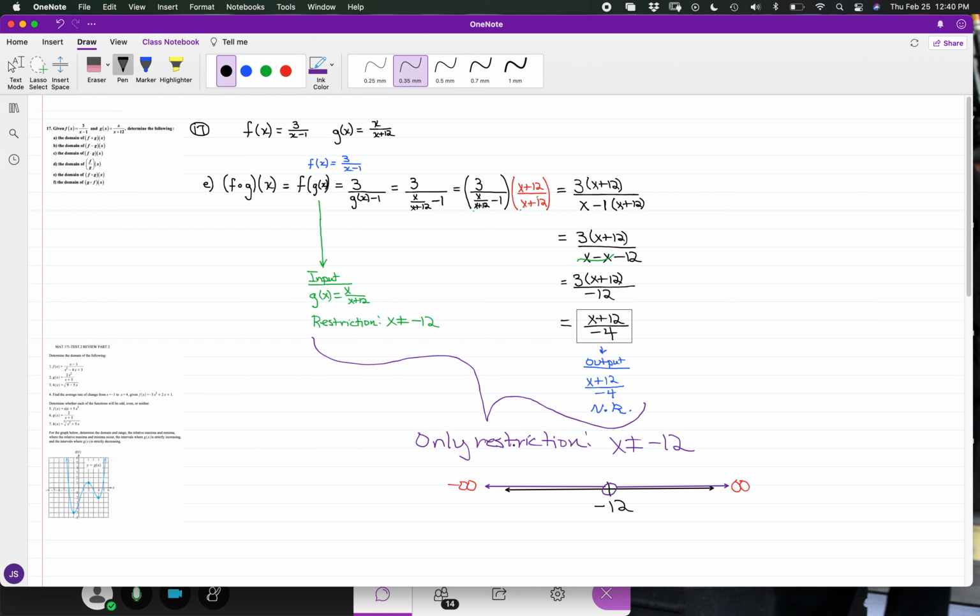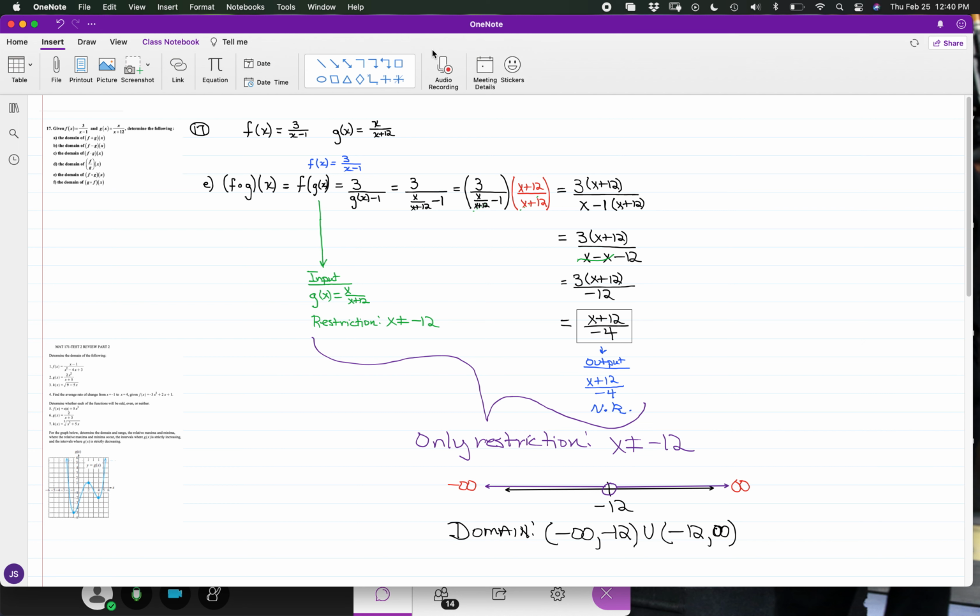So for part E, the domain of this composition is values of x less than negative 12, along with those values of x which will be greater than negative 12. That will be the answer for part E.